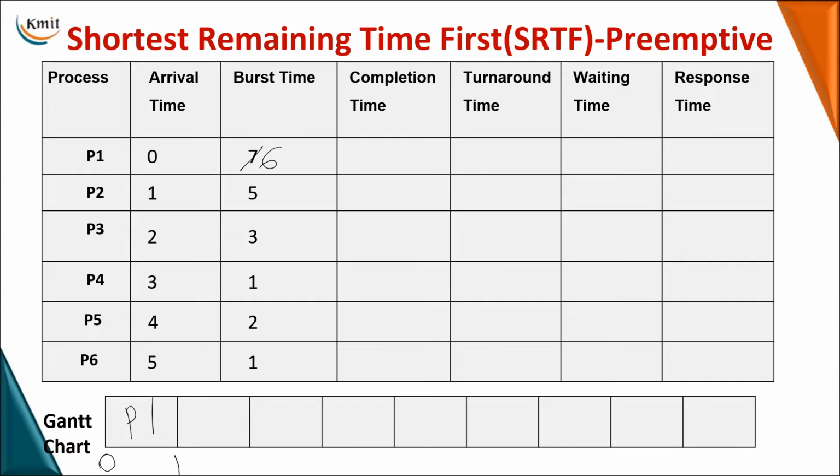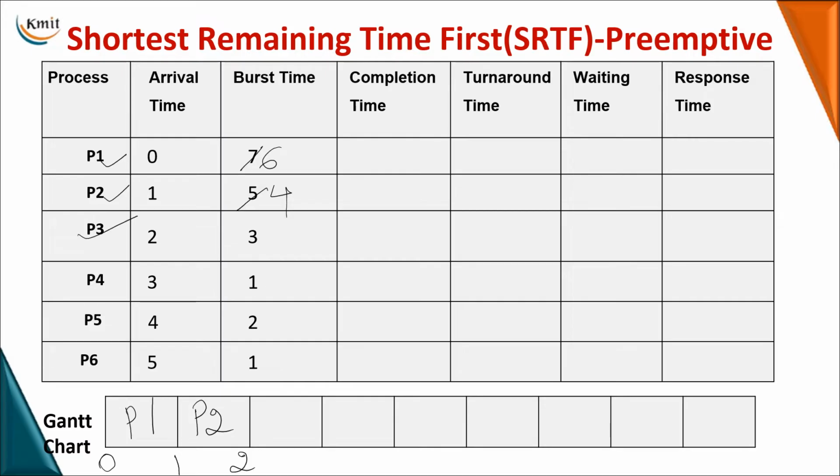Now at arrival time 1, you check how many processes are in the ready queue. You have P1 already and P2 is added. Among these two processes, you check the remaining time. What is the remaining time here? 6, and this requires 5. So which process will be scheduled for execution? You go for scheduling P2, and that too for only 1 millisecond, and reduce the burst time. This becomes 4.